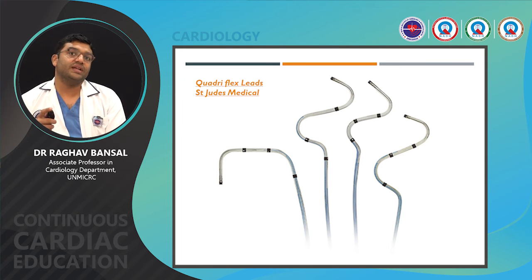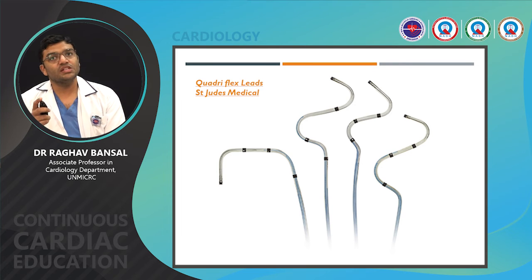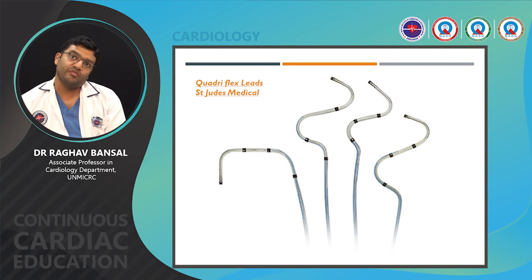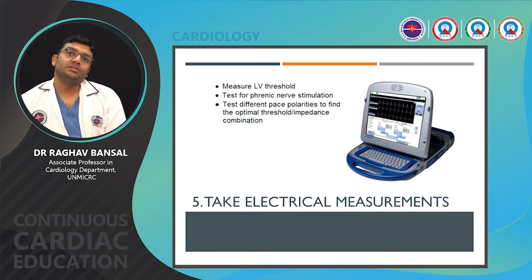The one on the left side is the canted leads, which has a double bend. These are called canted leads. So these are especially good for large veins which are dilated or have big diameters, and S-shaped leads are better for veins which have smaller diameters.